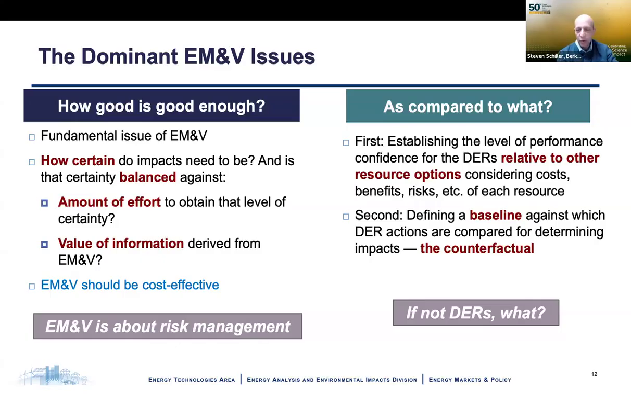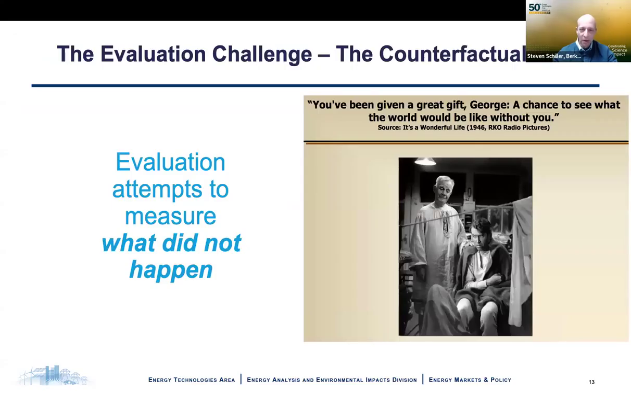The other is the more fundamental one of establishing a baseline, what we call the counterfactual. From that prior graphic, what would have been the energy consumption of that building in that example in the absence of the project? So you need to come up with, if not the DERs, what the impact would be. And that creates that estimating, and that creates the question of how good is good enough. And it creates the evaluation challenge because essentially evaluation attempts to measure what didn't happen.